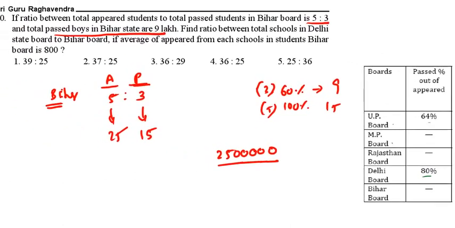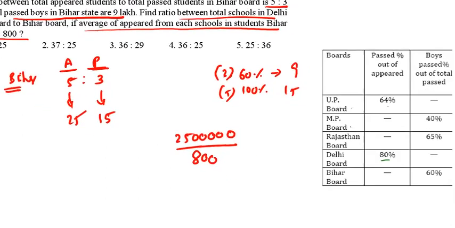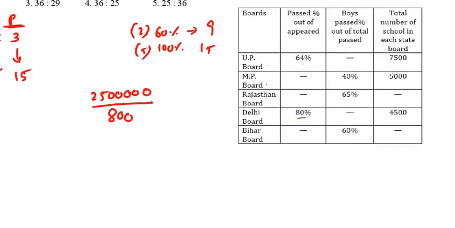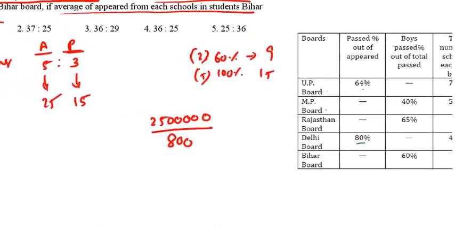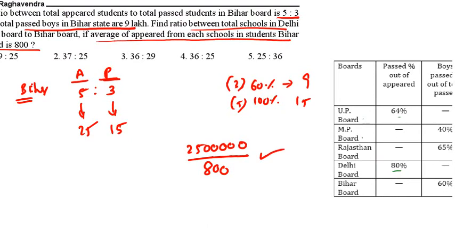Let's see the next question. If the total passed students in Madhya Pradesh are 4.2 lakhs, and the ratio between total passed students to total appeared is 7:2. Now, total passed boys in Madhya Pradesh, Madhya Pradesh total passed boys 40.